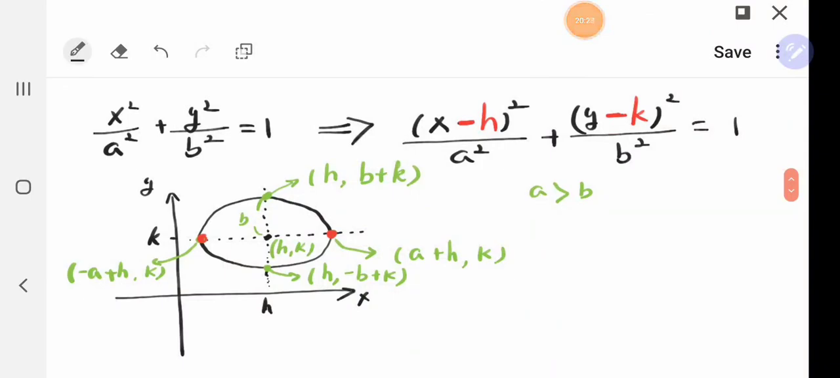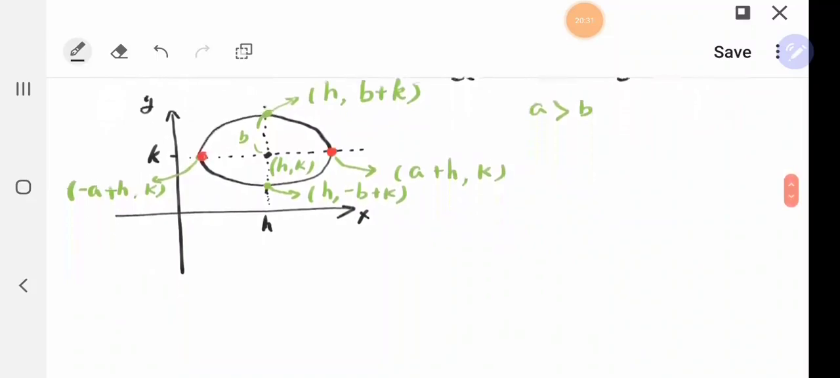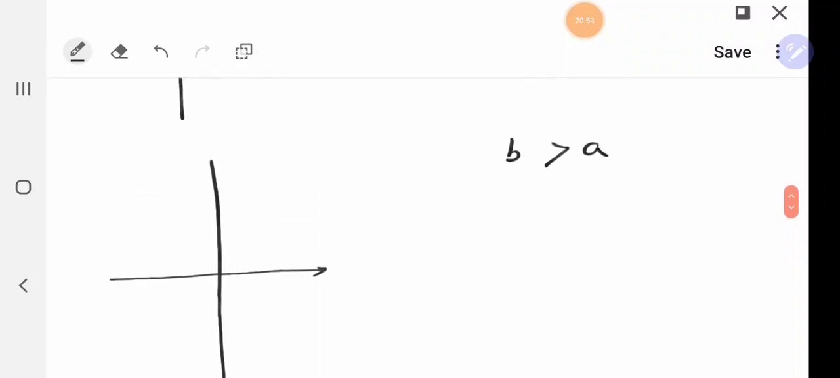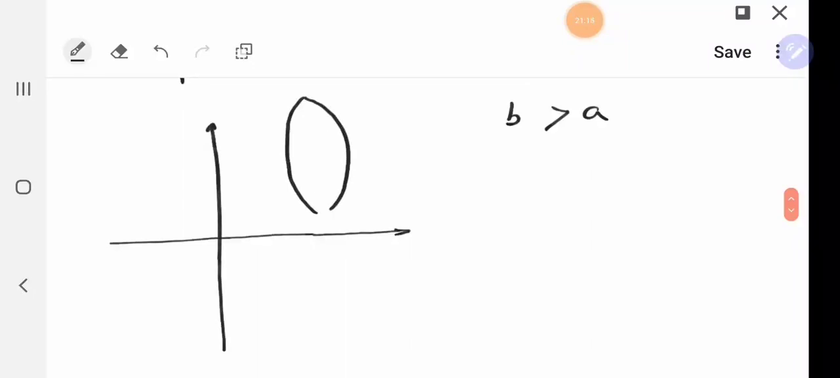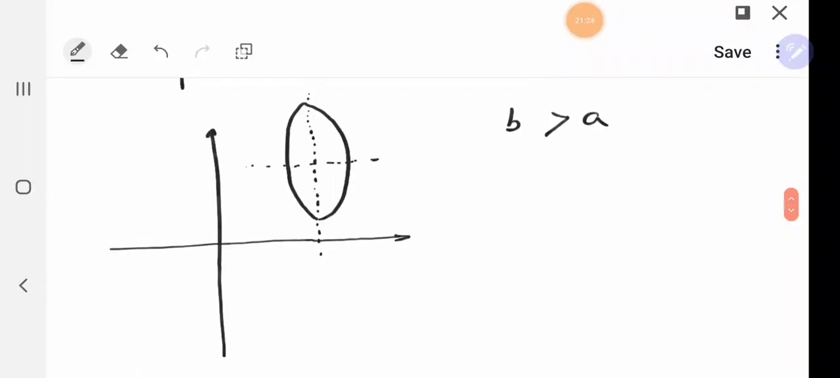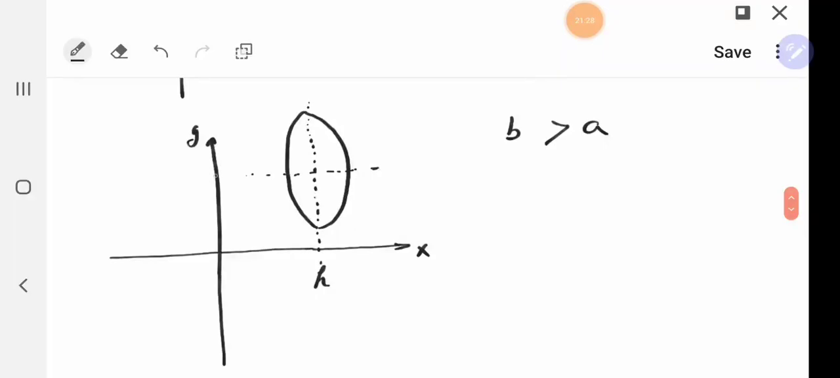Then how about the vertices if b is greater than a? Let's draw it again and find out what happens if b is greater than a. So y will be the major axis. So the graph looks like this. We shift it to the right. Let's say this one went up like this. So here is the major axis, translated h units and k units. So this is h, and this is k.